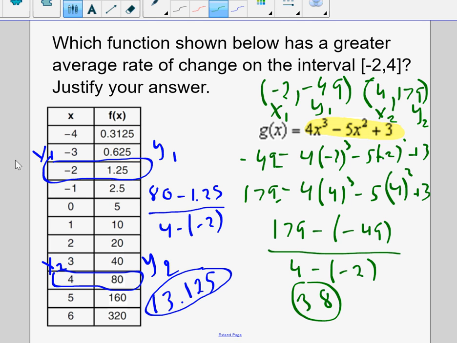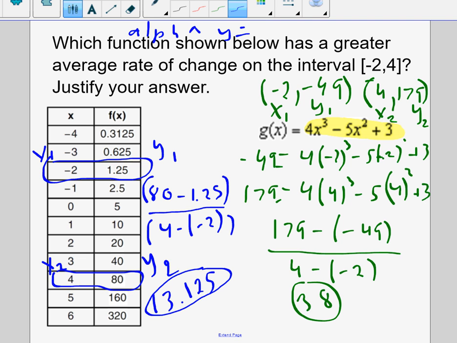Okay, so if we plug that in, for the table, it's 80 minus 1.25 over 4 minus -2 gets us 13.125. And if you got this piece correct but got something different out of your calculator, make sure that you are either putting parentheses around the entire numerator and the entire denominator, or you're using that calculator trick of hitting alpha y equals to get a fraction into your calculator. And then for the equation, we did 179 minus -49 over 4 minus -2, and that gets us 38.